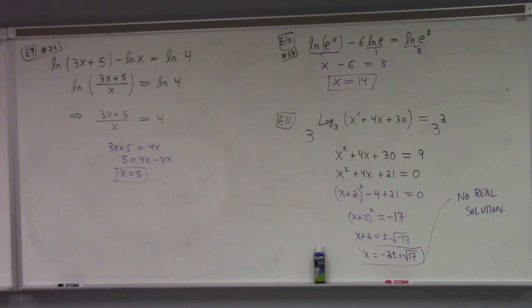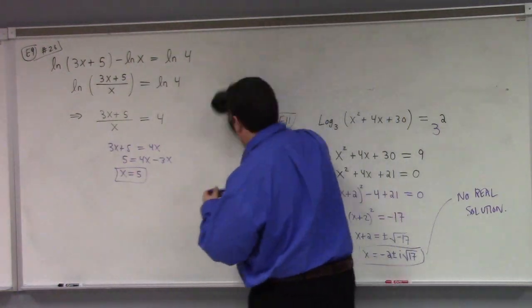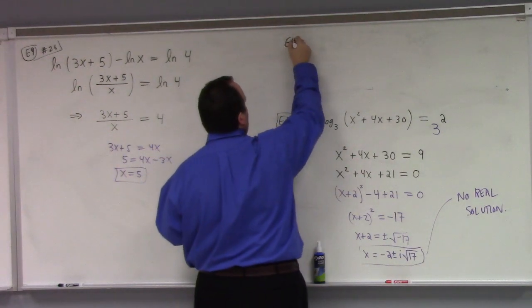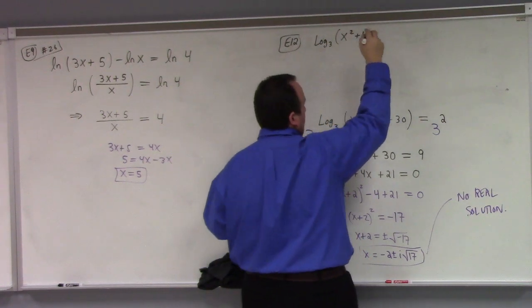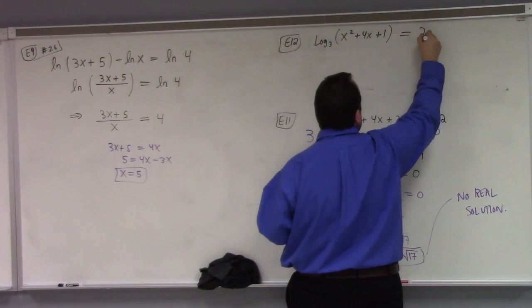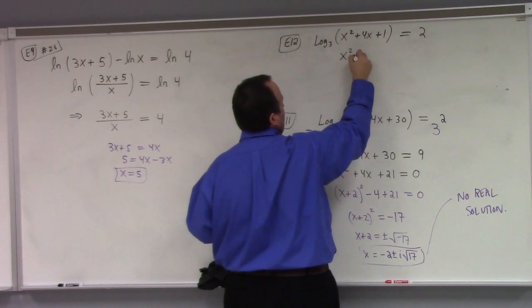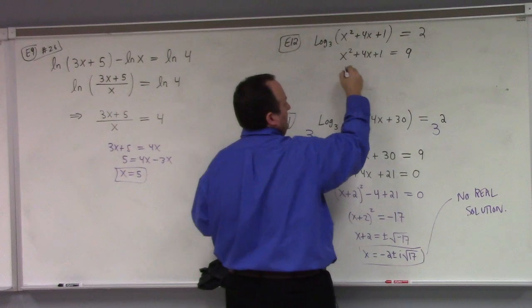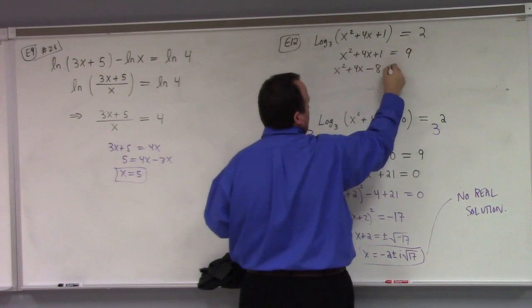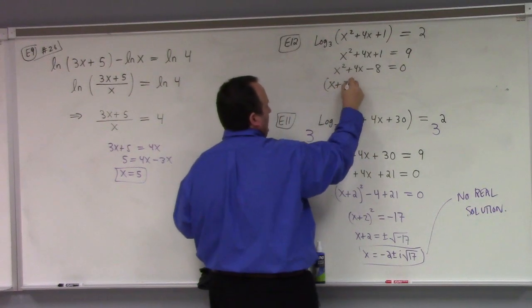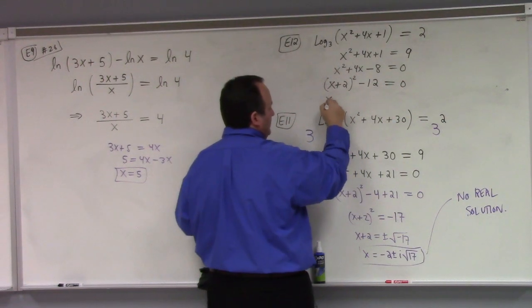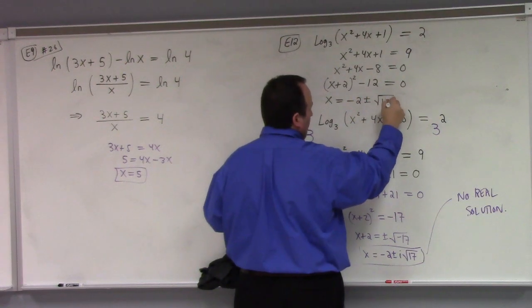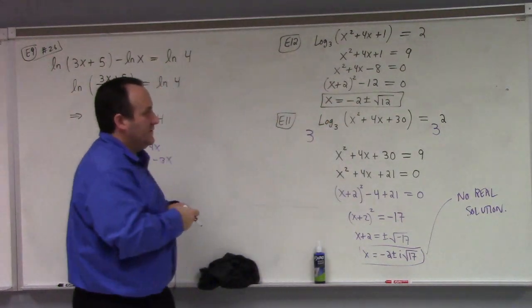That was that problem. So the final problem for today, I think, ooh, I better hurry, would be this one, example 12. If I instead had log base 3 of x squared plus 4x plus 1 equals 2, I would raise both sides to the power 3, I would get x squared plus 4x plus 1 equals 9, which would give me x squared plus 4x minus 8 equals 0, which would factor to x plus 2 squared minus 12 equals 0. Which would give me solutions x equals minus 2 plus or minus the square root of 12. Now the question is, are those both defined?